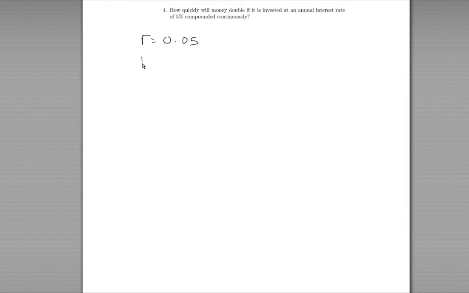Our initial amount, P, is the initial value. I don't know what it is, but it doesn't really matter. P is just some initial amount. It might be $100, $1,000, it doesn't really matter. And we would like our final amount to be 2P. This is what we would like our future value to be.